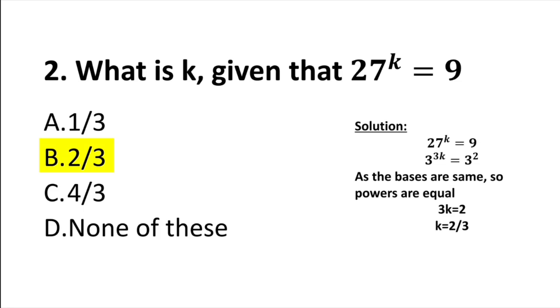You can see the solution: 3 power 3 equals 27. So 3 power 3k equals 3 square, because 3 square equals 9. So when the bases are same, the powers are equal. So 3k equals 2 and k equals 2 upon 3. So the option B is correct.